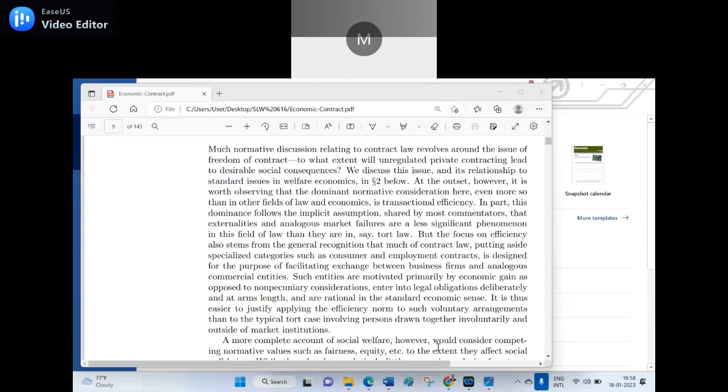Any entity is motivated primarily by economic gains as opposed to non-pecuniary considerations. Pecuniary consideration means monetary consideration. Non-pecuniary consideration means no monetary compensation there. So that is the wording. They enter into legal obligations deliberately and at arm's length and are rational in the standard economic sense.